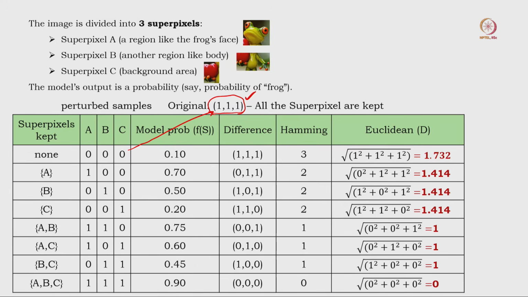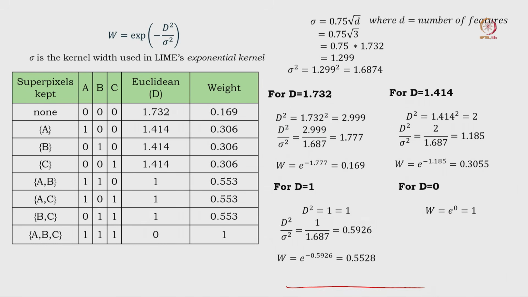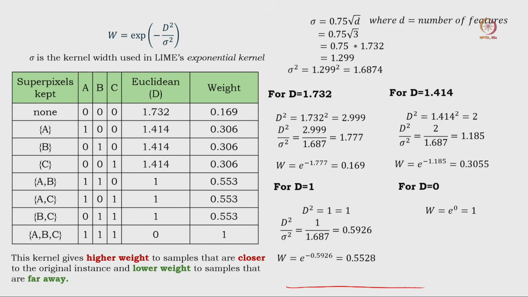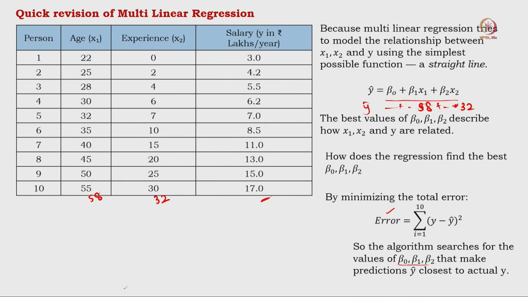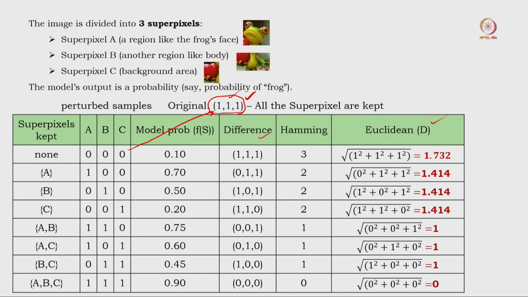With this one single instance, the whole line depends on it. From this we first calculated the difference, from the difference we calculated the distance, from the distance we calculated the weight, and from the weight we calculated the best possible coefficients. So LIME is local interpretable because the whole calculation depends on this single instance. That is the reason we call it local.